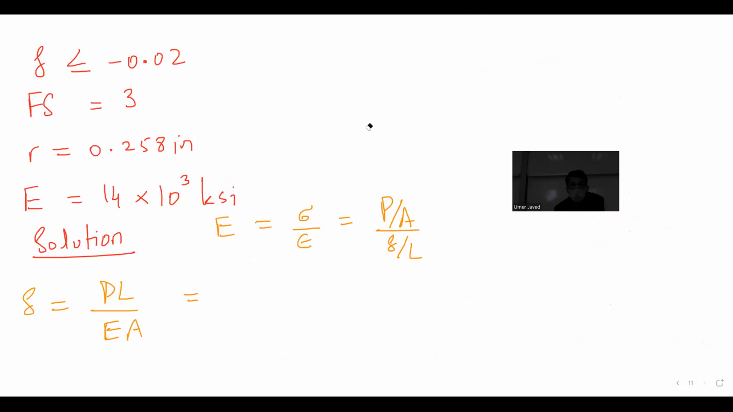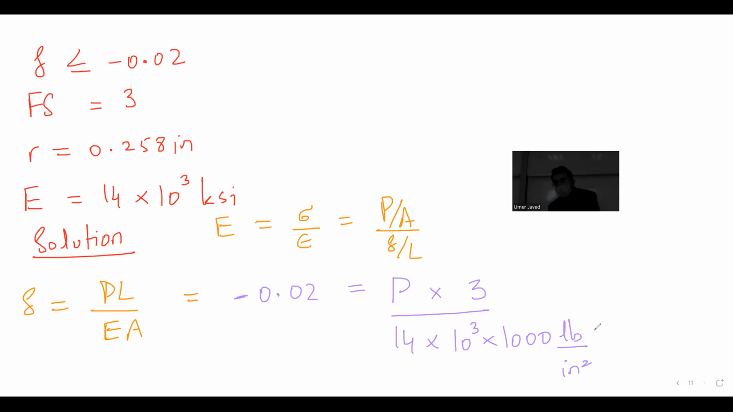So I will have negative 0.02 equal to, P is now unknown. What was the original length? 3 feet, times 12, right? So for those of you who are saying why times 12, you need to see that E is in kilopound per square inch. So into 1000 pound per square inch. Now you really don't want to mess with this thing. You start converting it into feet square, it's just not worth the time and effort. So I will multiply by 12 inches here.